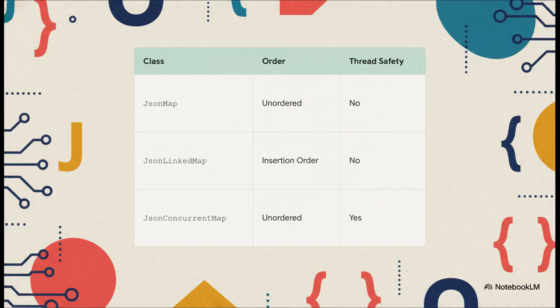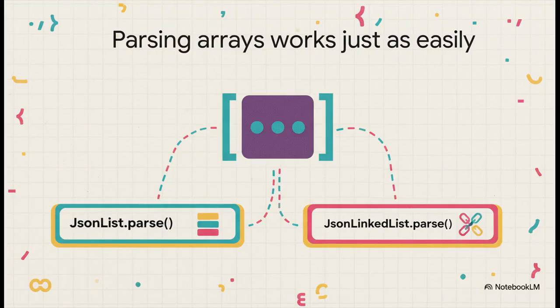Now this is where it gets really cool. You're not just stuck with one kind of map. You have options. If you need to keep the order of your keys, you can use JSONLinkedMap. Or, and this is a big one, if you're in a multi-threaded environment, you can use JSONConcurrentMap to make sure everything is thread safe. That flexibility is huge.